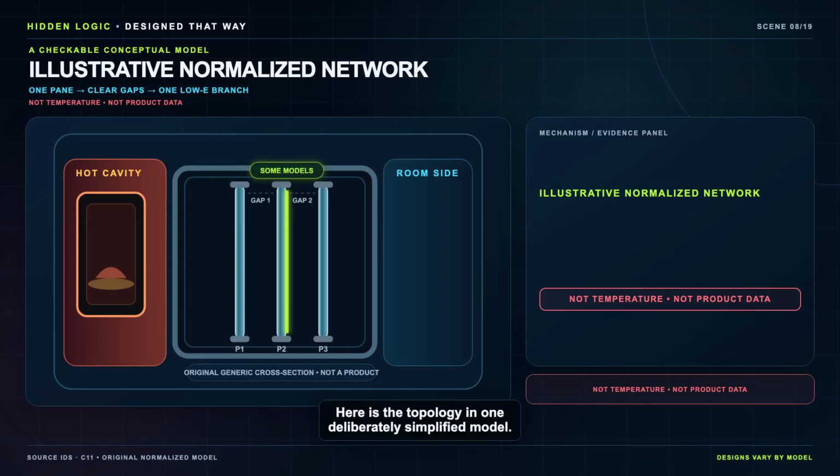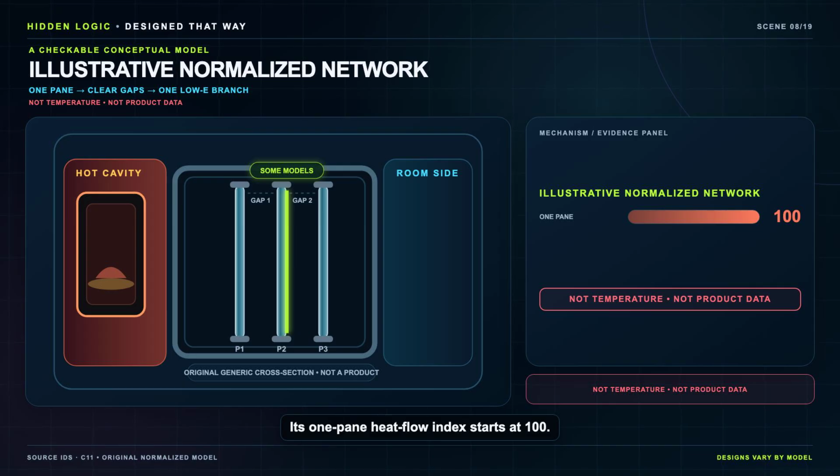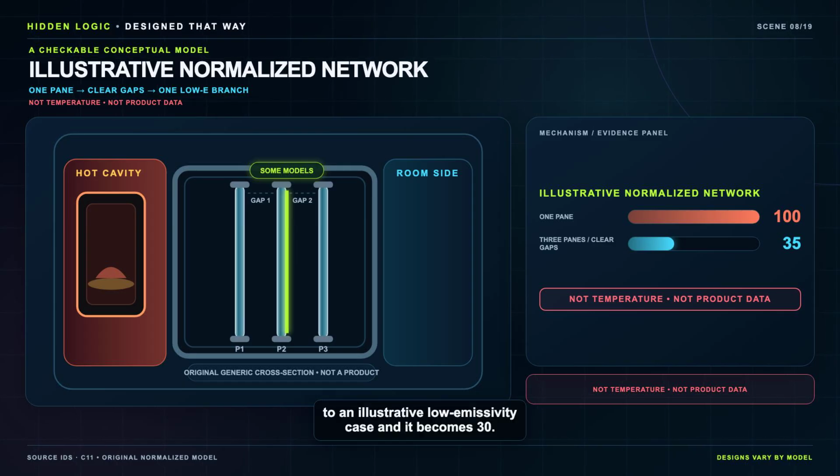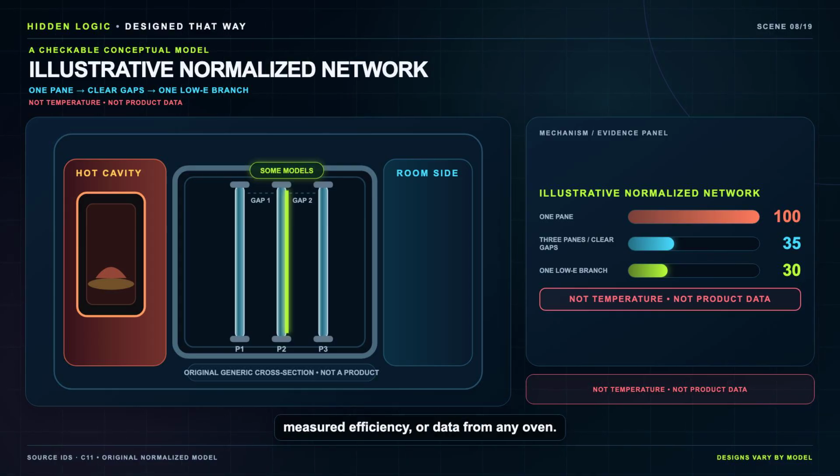Here is the topology in one deliberately simplified model. Its one-pane heat flow index starts at 100. Add 2 clear gaps, and the index becomes 35. Change one radiation branch to an illustrative low emissivity case, and it becomes 30. Those are normalized model outputs, not degrees, measured efficiency, or data from any oven.